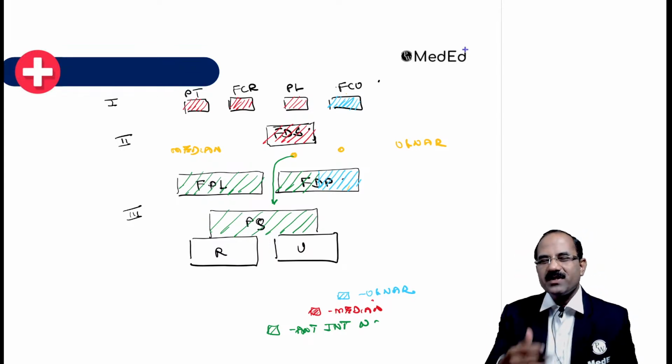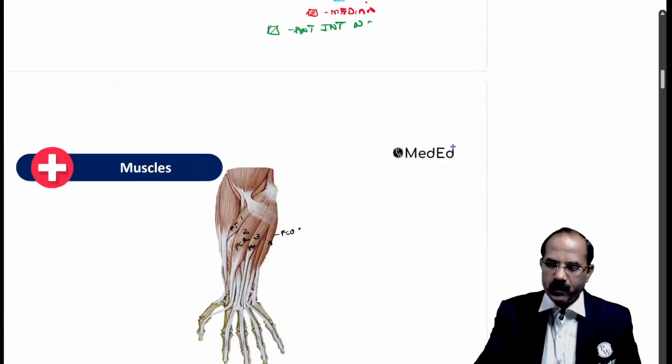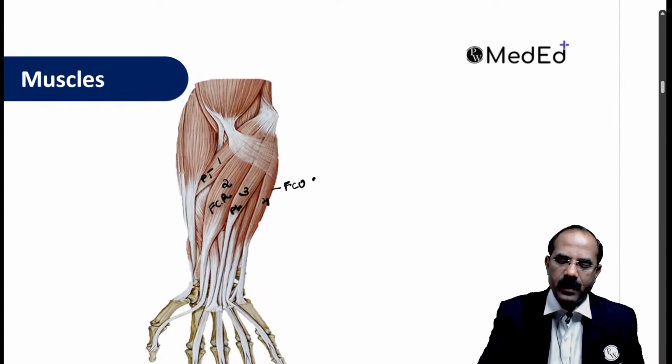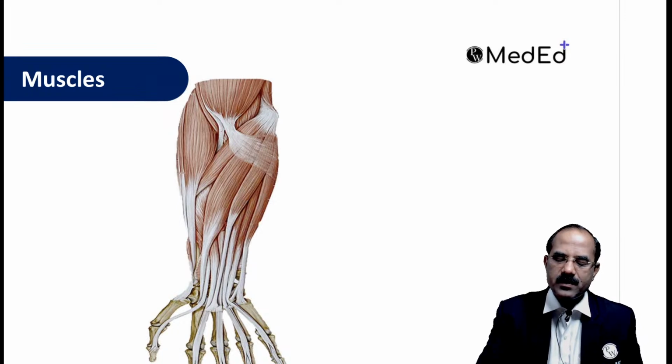And this anterior interosseous nerve is a deep branch of the median nerve. Perfect? Students, is this perfect? Just have a look at the slide once again. These are very important MCQs, students. Look, I'll just mention this.